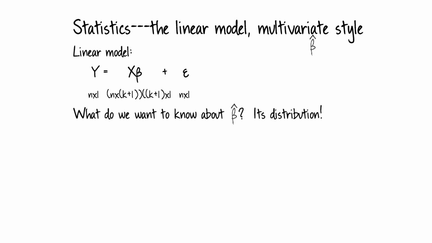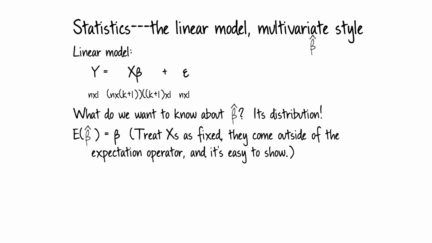What do we want to know about beta hat? What do we always want to know about an estimator? So we can do inference. Its distribution. Oh, it's right up there. Okay, fine. So the expectation of beta hat is equal to beta. Again, this is in matrix notation, it's very simple. I haven't included the 4 lines or something like that. But if you treat the x's as fixed, then that makes the proof very simple. Okay? They come outside the expectation operator, and it basically just falls out.